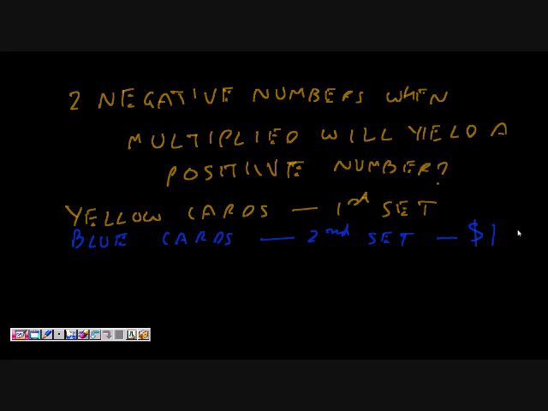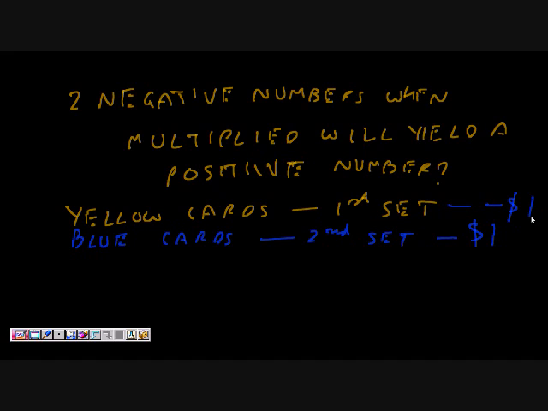And with yellow cards, you owe $1 when you pick up a yellow card. So if you pick up a yellow card from somebody, you owe $1 to him. For every yellow card you pick up, you owe $1 to that person. So with yellow cards, you lose $1 or owe $1.